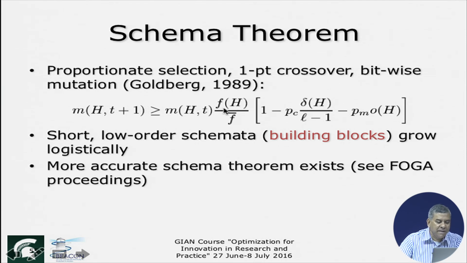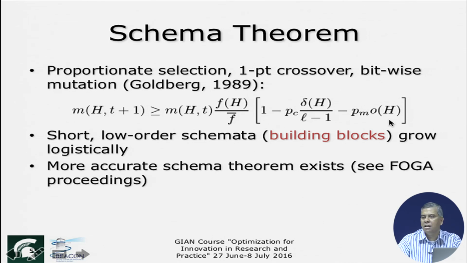And so if f(H) by F bar is greater than 1, then that says this particular schema is very good, is above average. So the higher the number, the better it is. Let's assume it this way now, and then it gets modified. The product here says how many copies H will have in the next generation by the selection operation only. After selection, how many copies will be obtained?